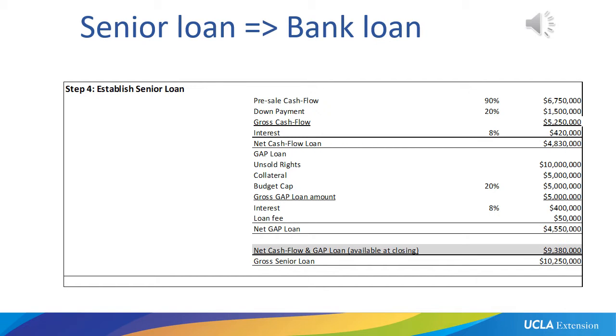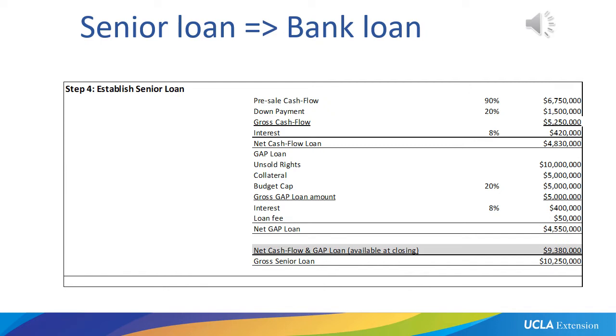$5,250,000. The interest on this gross pre-sale loan would be 8% for the term, which is $420,000. So we deduct this from the gross cash flow loan, and what we have available to cover our production cost is therefore $4,830,000. That's all we have right now. So we have the down payment of $1.5 million minus the sales fees, and we have the net cash flow loan. Now let's see what else we get from the bank.